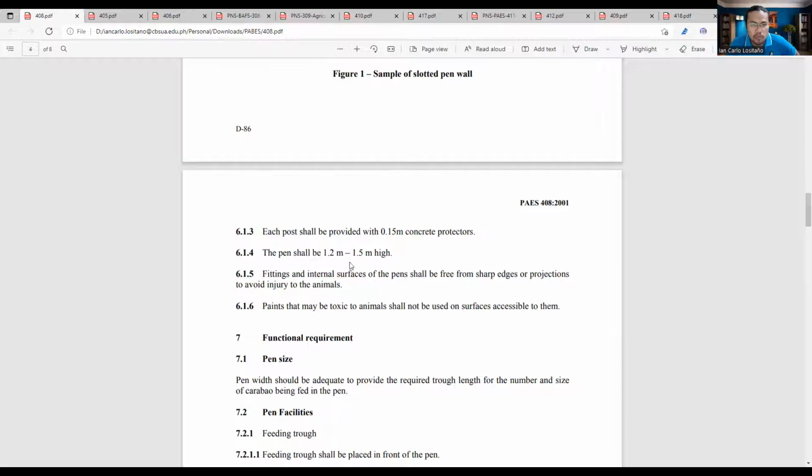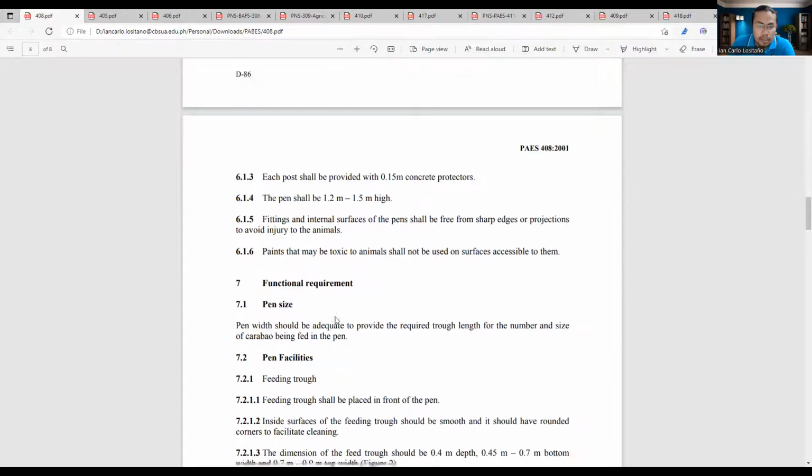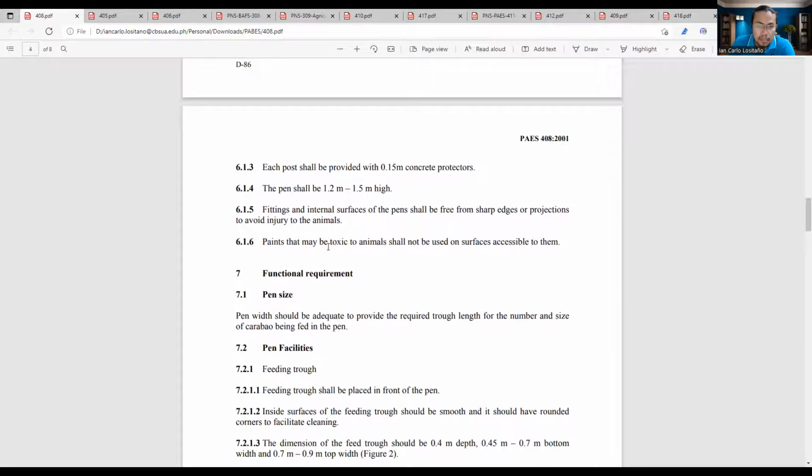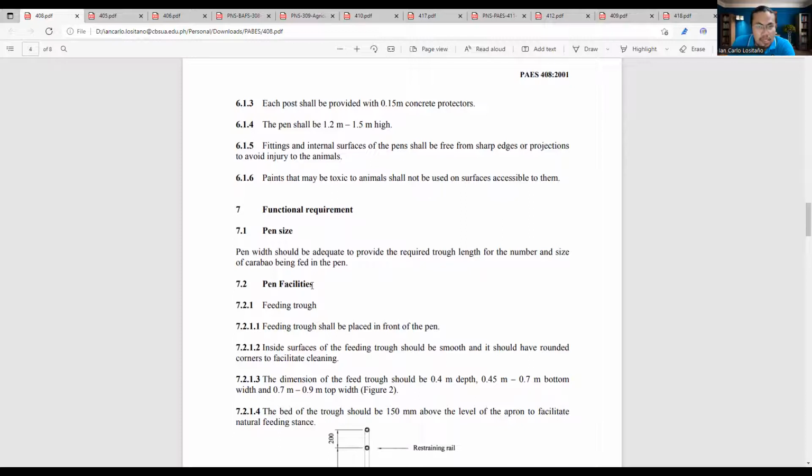Pen shall be 1.2 to 1.5 meters high, and fittings and internal surfaces shall be free from sharp edges to protect the animals from injury, and also to avoid accidents. Paints are to be non-toxic. Now, the pen size. This is now for the functional requirements of the structure.